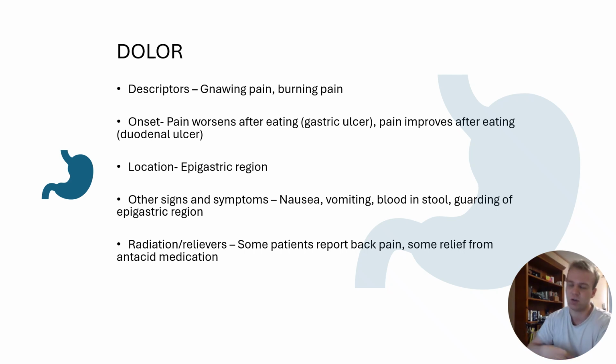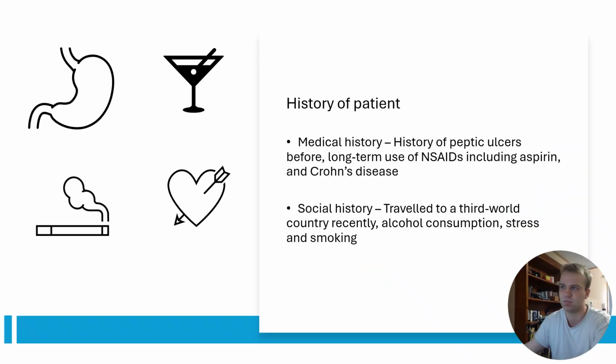The location is generally the epigastric region, so your upper abdomen, just below your rib cage. Other signs and symptoms: nausea, vomiting, blood in stool, guarding of the epigastric area. Some patients report back pain, radiating to the back, and sometimes there's relief with antacid medication.